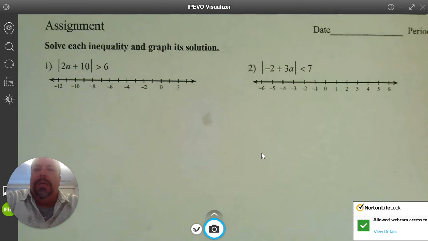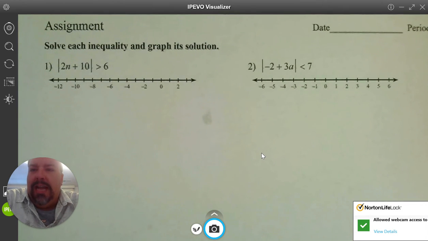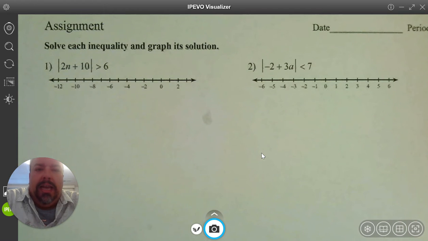All right, Algebra 2, we're going to go over solving absolute value inequalities. And we're going to do these simple ones where the absolute value is already isolated. In today's class, I gave you the notes on how to solve them. First step was to isolate the absolute value. That's already going to be done with these problems here.